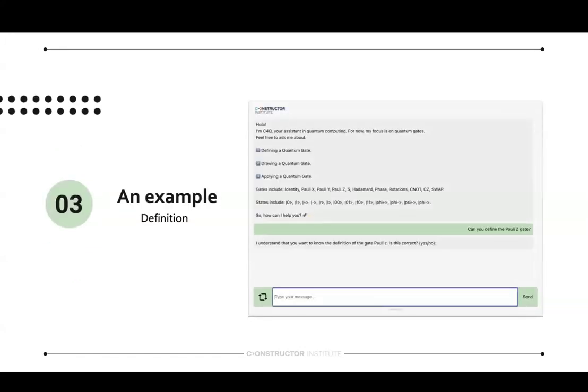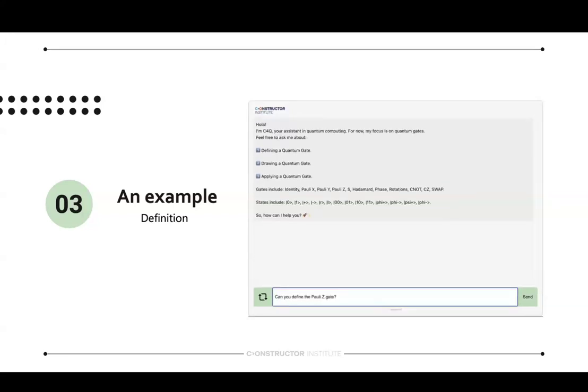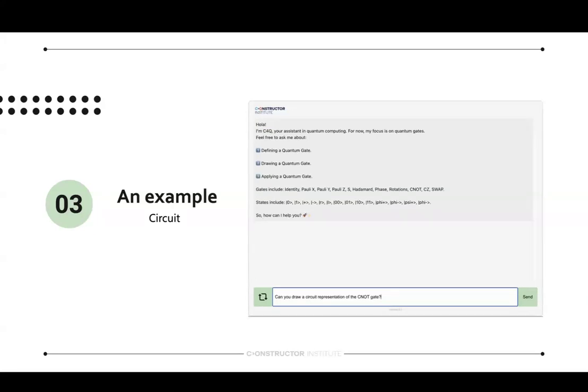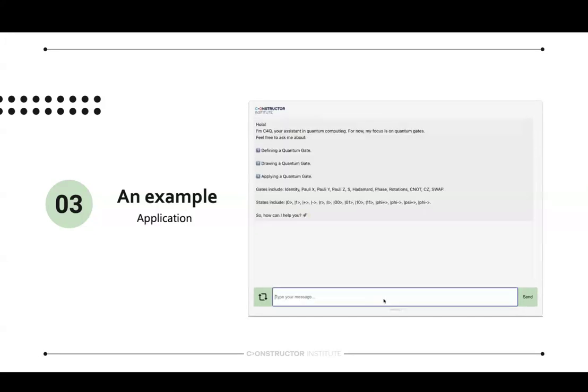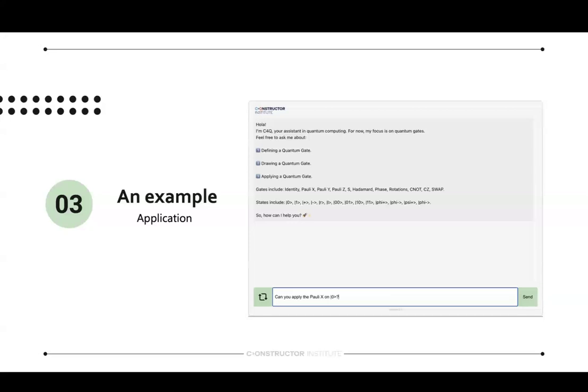Here we can see some examples. If we ask for a definition, in this case of the Pauli-Z gate, we confirm that this is what we want, and we obtain the definition. Another example is we ask for a circuit, in this case, a circuit of the CNOT gate. It takes a bit. Then we agree, and here we have the circuit of the CNOT gate, which is a very important gate, actually creating the entanglement that I've been talking about before. Another is the application. Now we want to apply a Pauli X on the state 0. And that's what C4Q will do. So with logic, it gives us the answer that we see here, the numbers. This is the state 1.